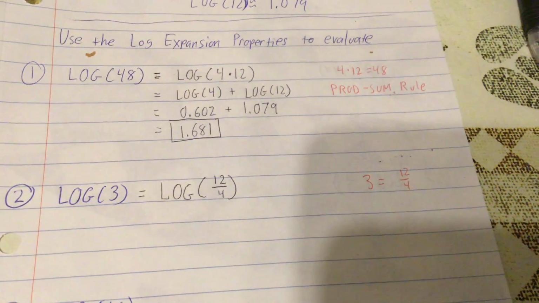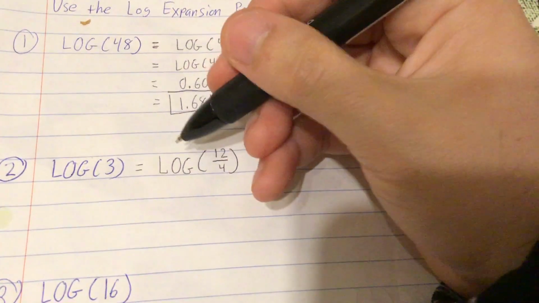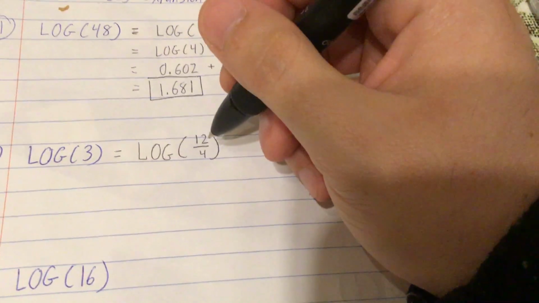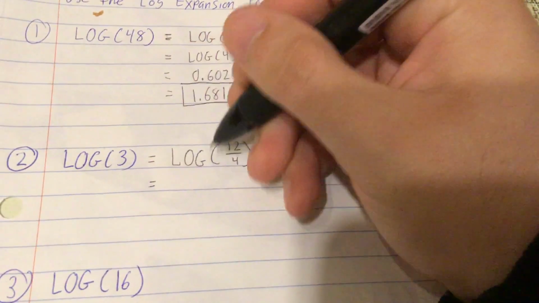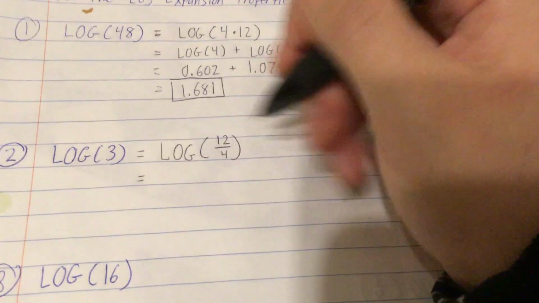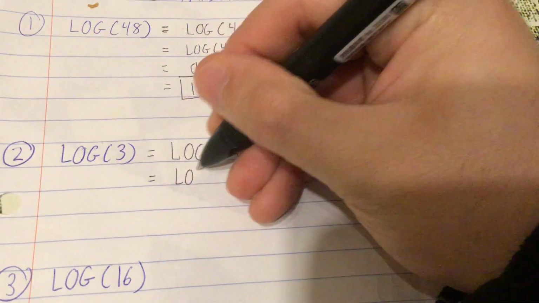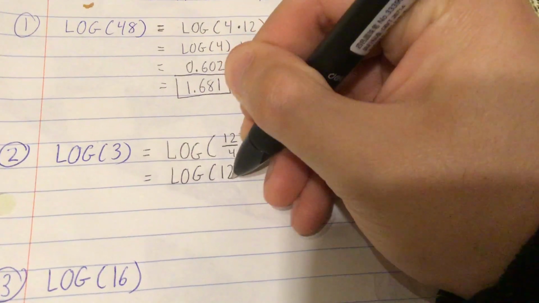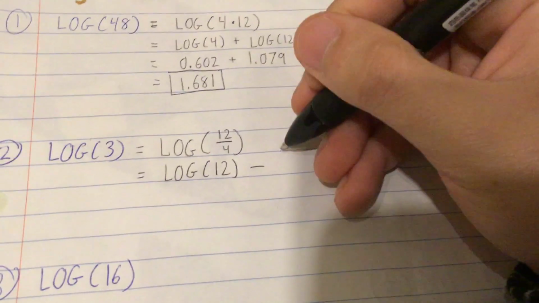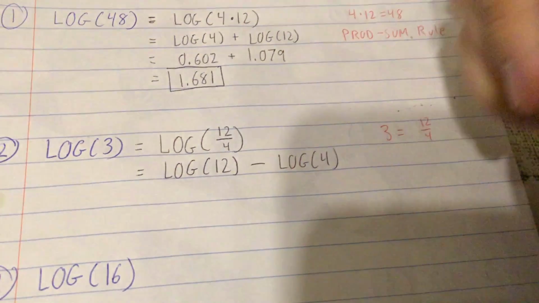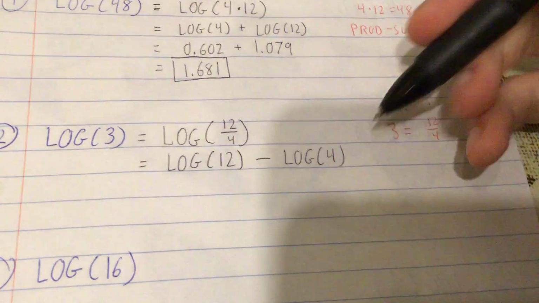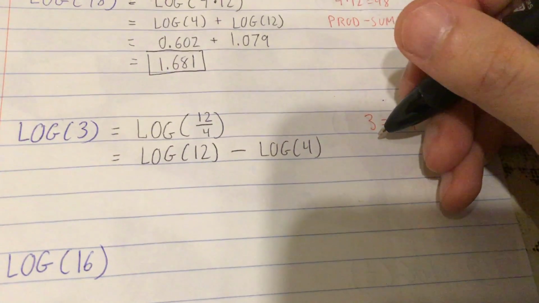Okay, and then how do I expand 12 divided by 4 inside of the logarithm argument? Well, I can use the quotient difference rule. Log of 12 minus log of 4. If I have division inside of my logarithm, that creates subtraction expanded.